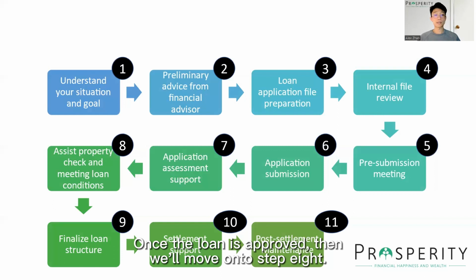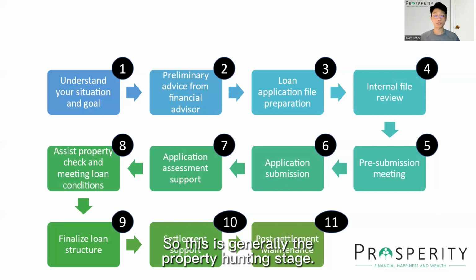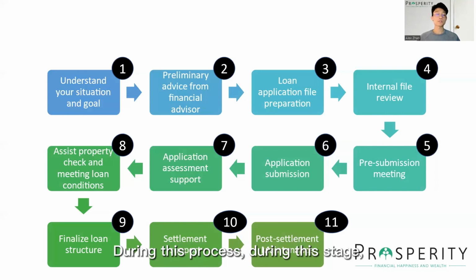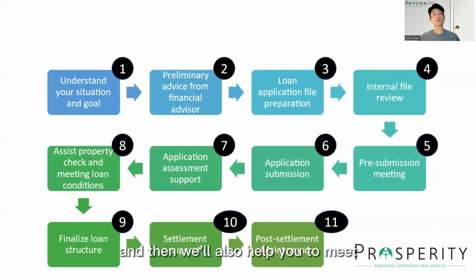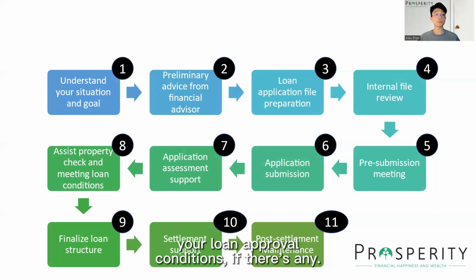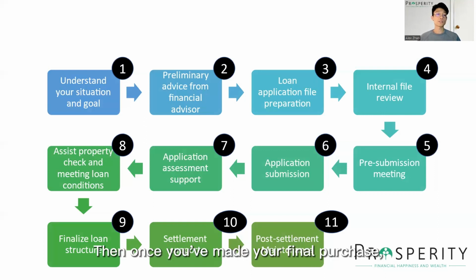Once the loan is approved, then we will move on to step eight. So this is generally the property hunting stage. During this stage, we will assist you with any property check request, and will also help you to meet your loan approval conditions if there's any.